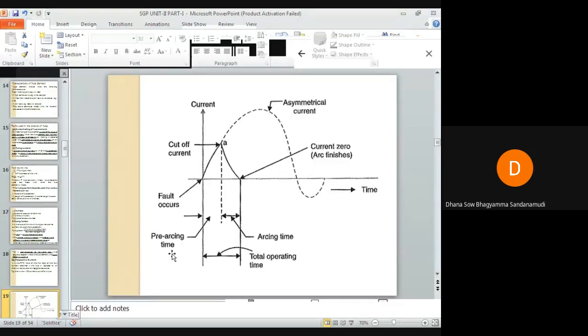When a fault occurs, what will happen? The fault current will rise rapidly and generate heat in the fusing element. As the fault current reaches the cutoff value, point A, the fuse element will melt and an arc is struck between the contacts. We generally use that word in the case of circuit breakers. Here, you can see a spark, isn't it? Whenever a fuse blows, you can see a spark. That spark is nothing but the arc. I hope many of you might have seen it. Even if you have not seen it, don't worry.